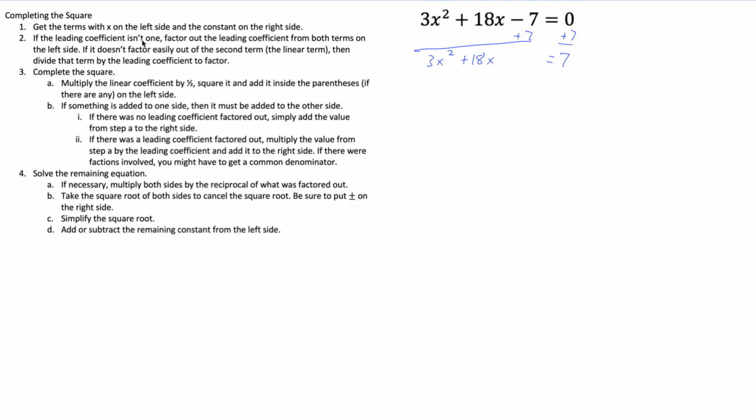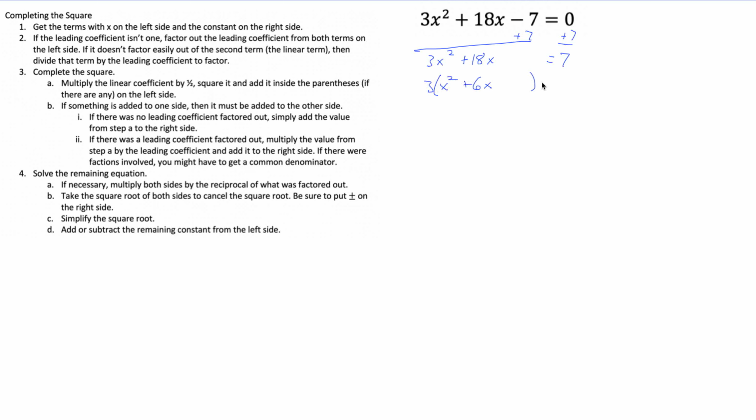Now, if the leading coefficient isn't 1, well, it's not. It's a 3. This is the leading coefficient. What do we need to do? Factor out the leading coefficient from both terms on the left side. So we're going to do that. And 3 factors out nicely from 18. It goes in there 6 times.